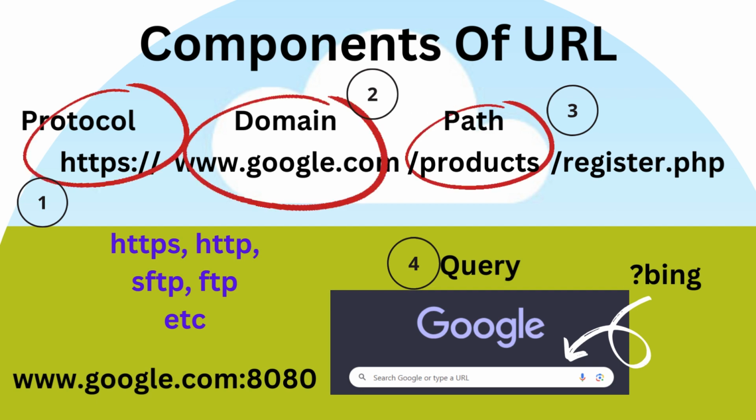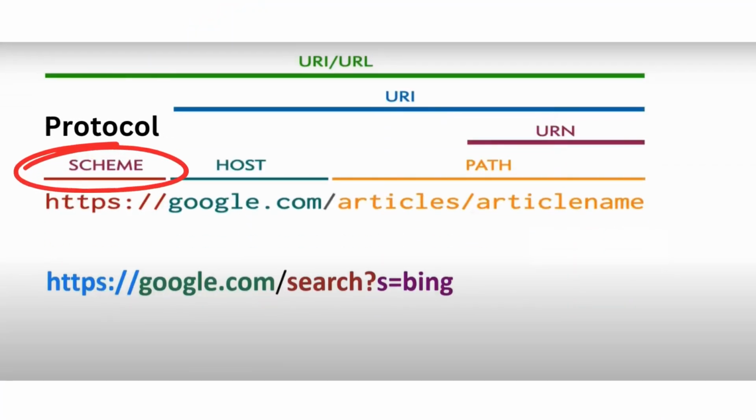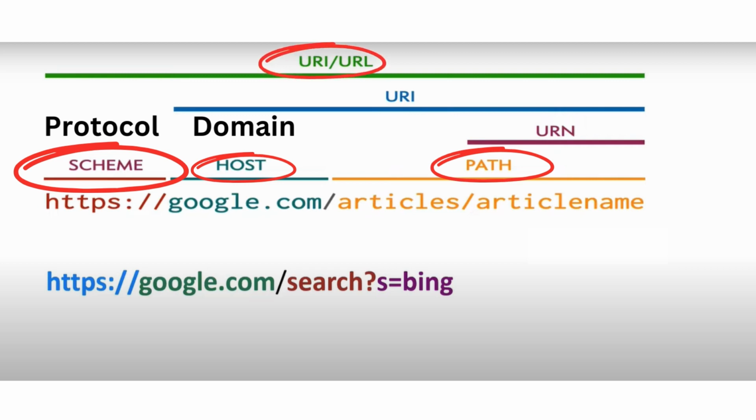Now that we understand these components, let's clarify their roles. In the diagram, we see scheme, which is the protocol, host, which is the domain, and path, leading to the requested resource. The complete term for this is URL, and sometimes we refer to it as URI. We've already discussed URN in a previous video.